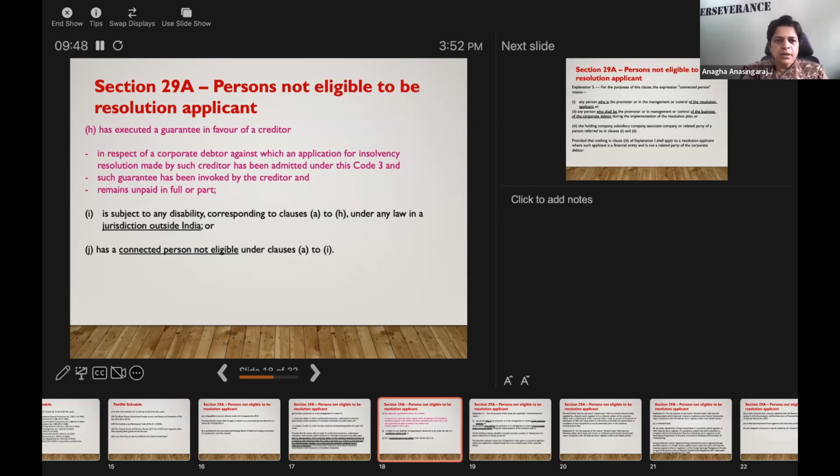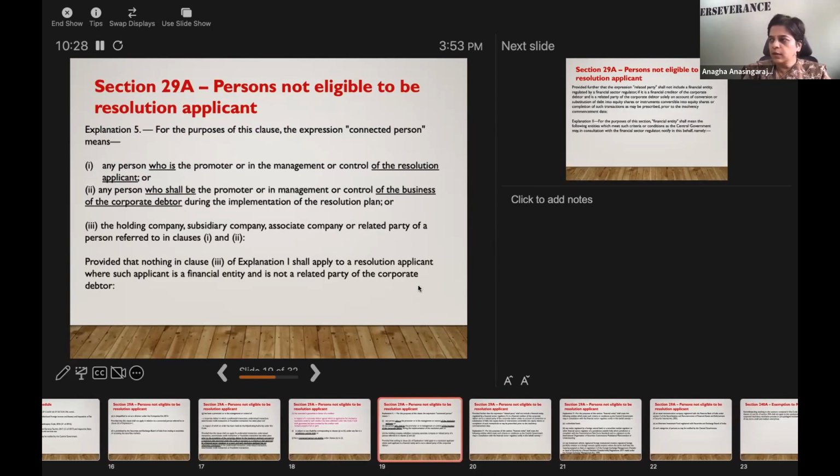Then next is subject to any disability corresponding to clauses A to H above under any other law in a jurisdiction outside India. So now somebody who has similar disabilities under any law in any place outside India, then also he will be debarred or he will not be eligible to act as a resolution applicant. And any person who has a connected person who is not eligible under A to I. So even the connected person, the connected person is also separately defined. But that connected person also, if he is not eligible under A to I, even this person will also attract that disability.